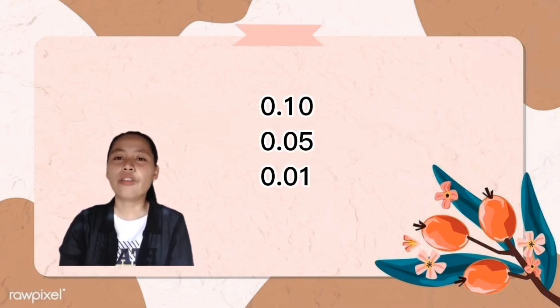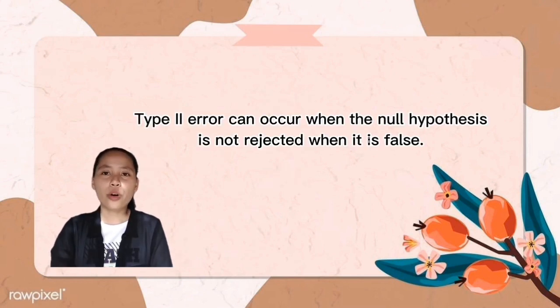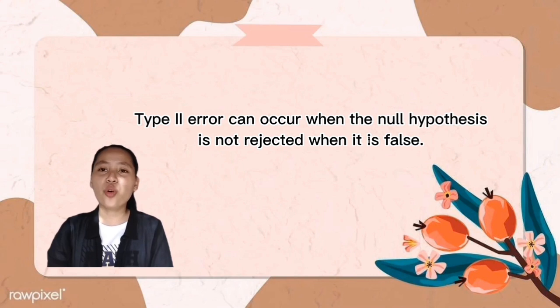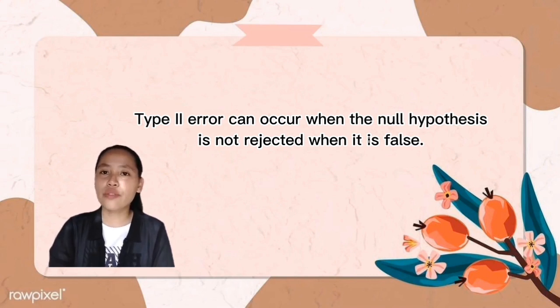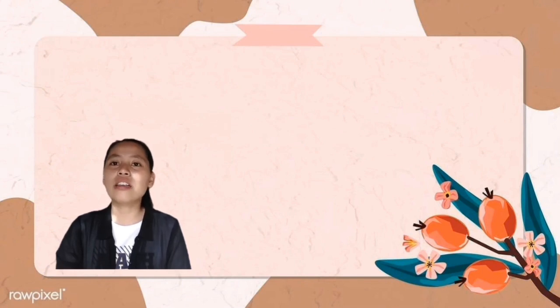Three generally agreed upon significance levels are 0.10, 0.05, and 0.01. A second kind of error, the type 2 error, can occur when the null hypothesis is not rejected when it is false. Finally, you can test a single variance by using a chi-square test.